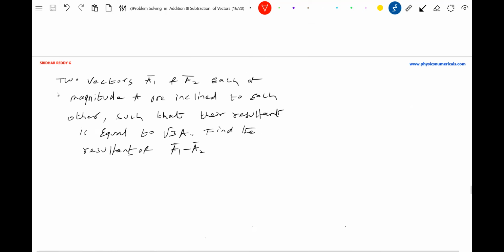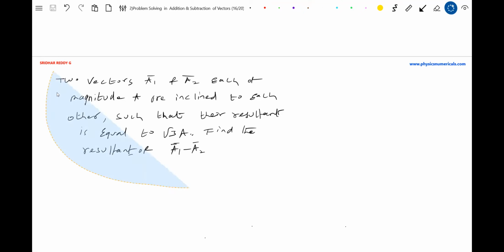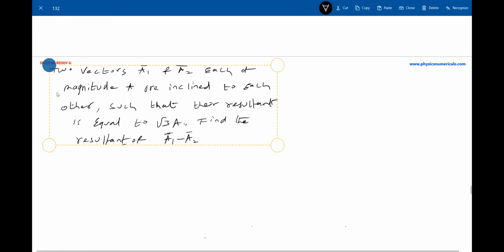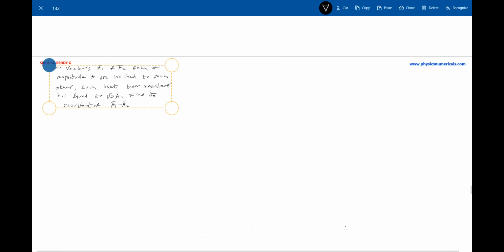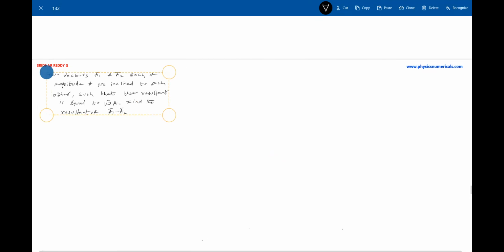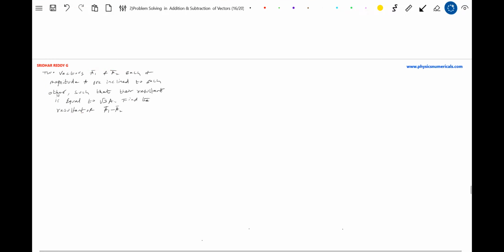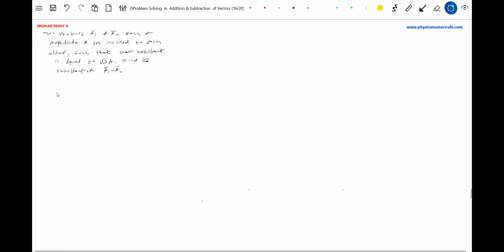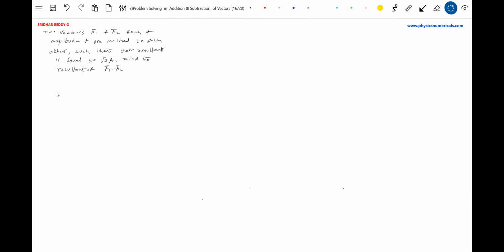Two vectors. I didn't scribble it properly, but I think you are able to read it. Two vectors A1 bar and A2 bar, each of magnitude A, are inclined to each other such that the resultant is equal to root 3A. Find the resultant of A1 bar minus A2 bar.